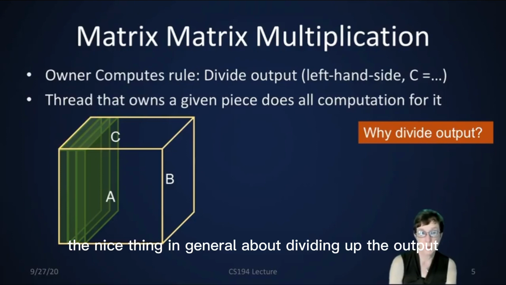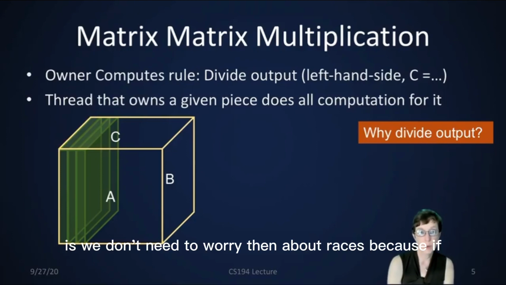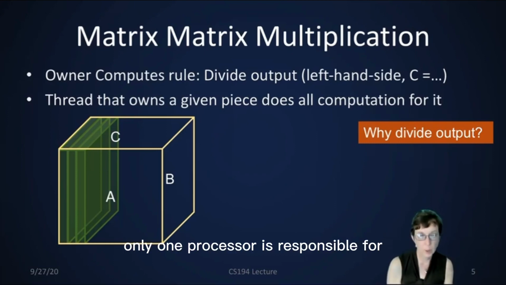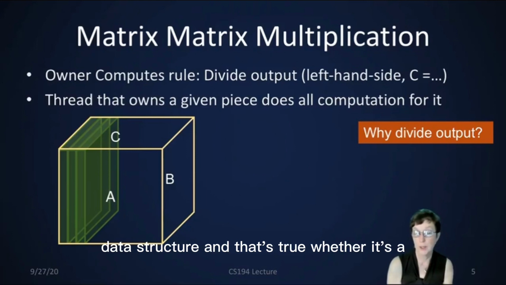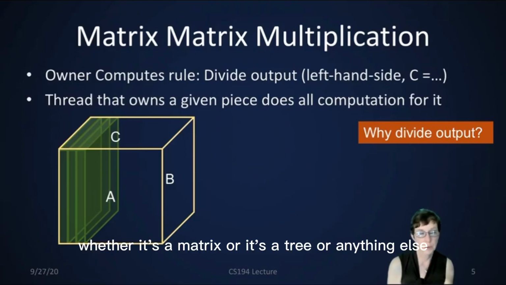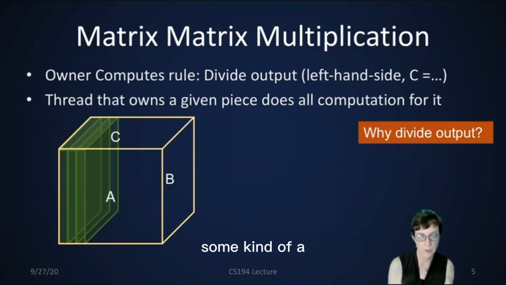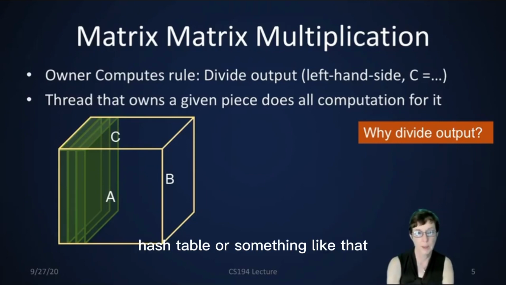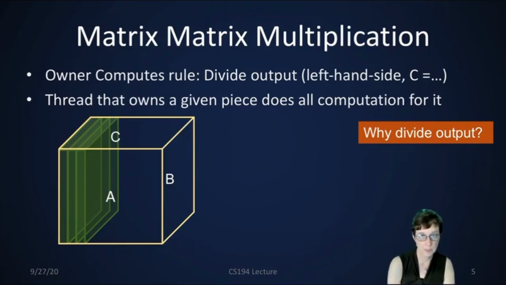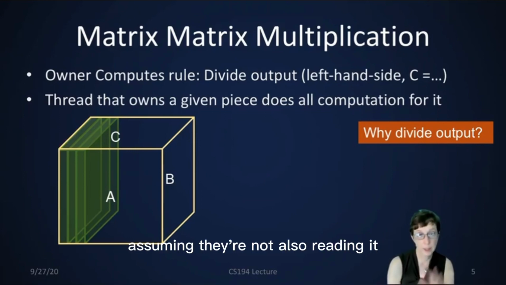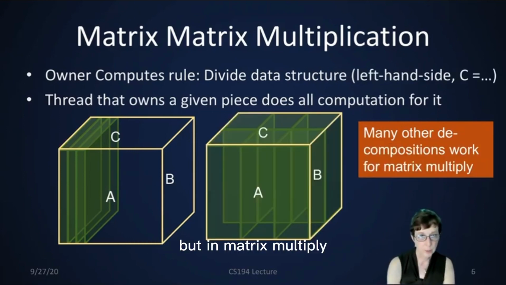The nice thing in general about dividing up the output is we don't need to worry about races, because only one processor is responsible for all of the updates to that piece of the output data structure. That's true whether it's a matrix or a tree or anything else, some kind of more complicated graph or hash table. If only one processor is ever doing any updates to that thing, then you don't need to worry about synchronizing it, assuming they're not also reading it, which gets into a different issue. But in matrix multiply, it reads and writes the same piece of it.